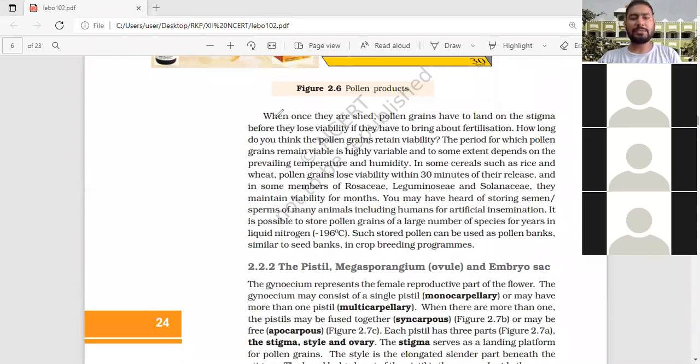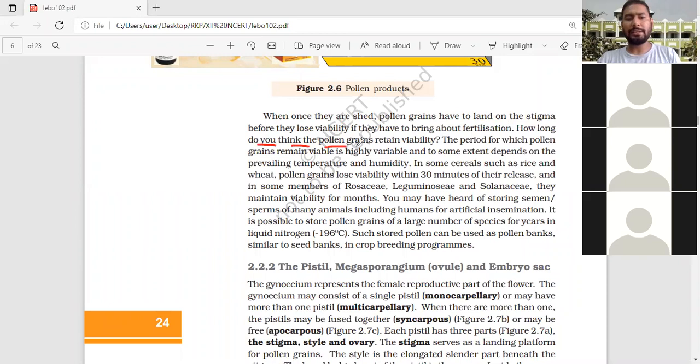When the pollen grains land on the stigma, this is called pollination. When the pollen grains land on the stigma, this phenomenon is known as pollination. Simply you can say, when they are shed, pollen grains have to land on the stigma before they lose viability, and they have to bring about fertilization. It means they are ready for the fertilization phenomenon.